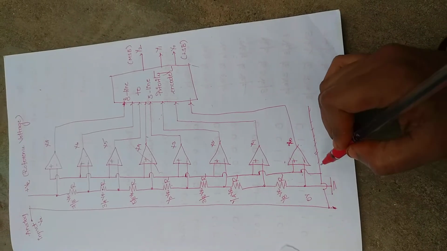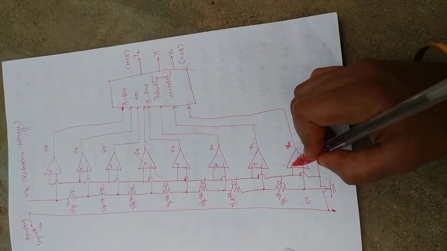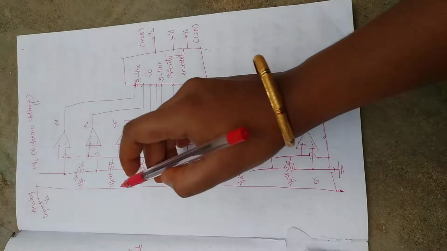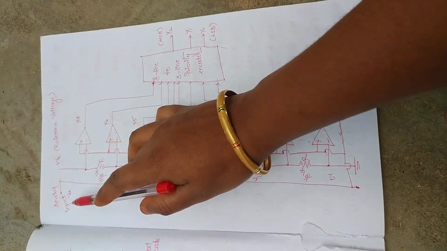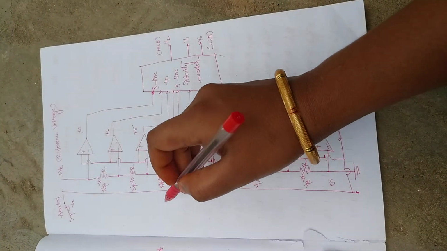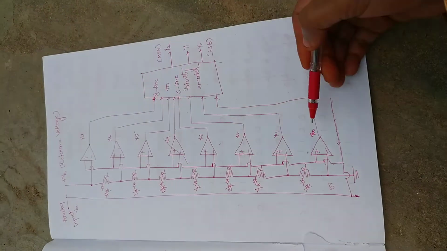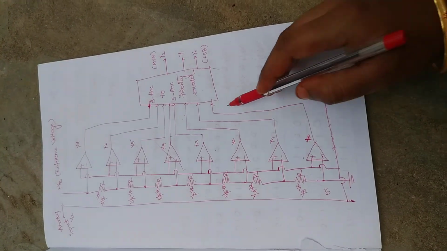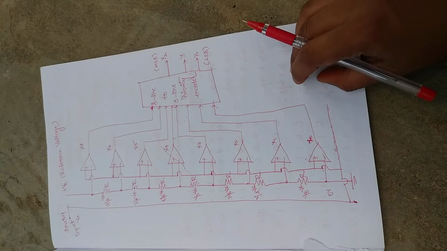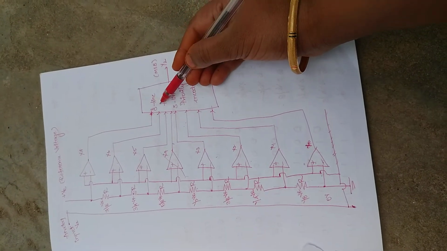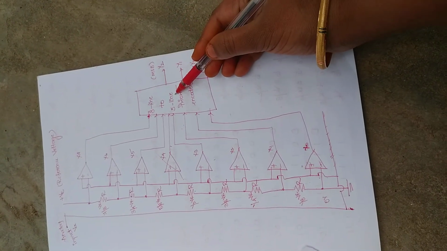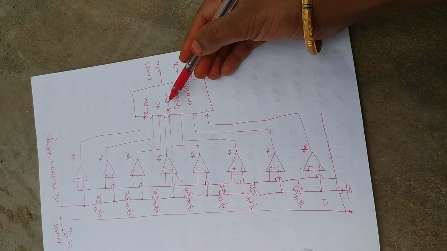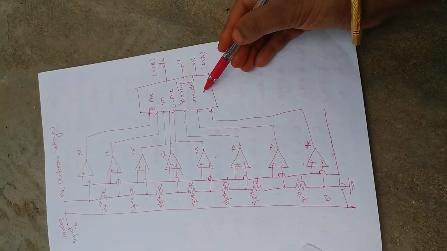Okay, so all your positive terminals, that is your non-inverting terminals, are connected to the common analog input. So your analog input is given to the positive terminal of your op-amp, and this in turn is connected to the encoder, that is, from 8 op-amps you're going to convert it into 3 lines. So you're going to reduce it, so you're using your encoder.